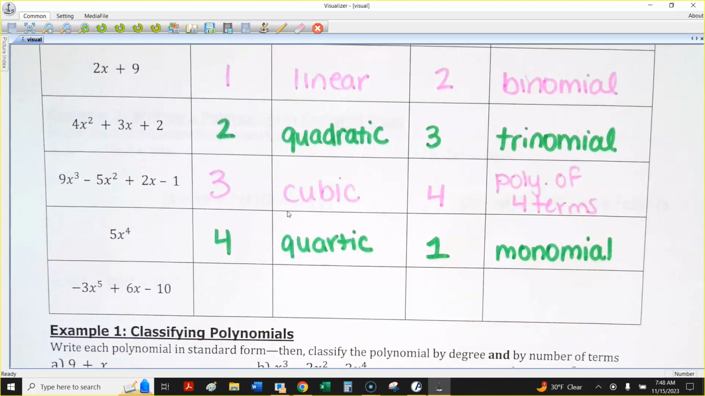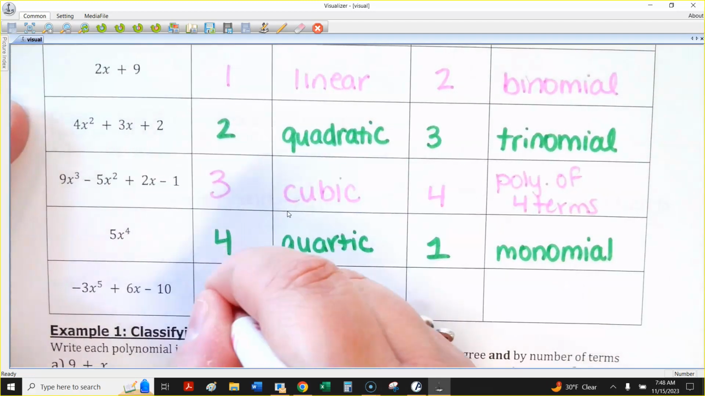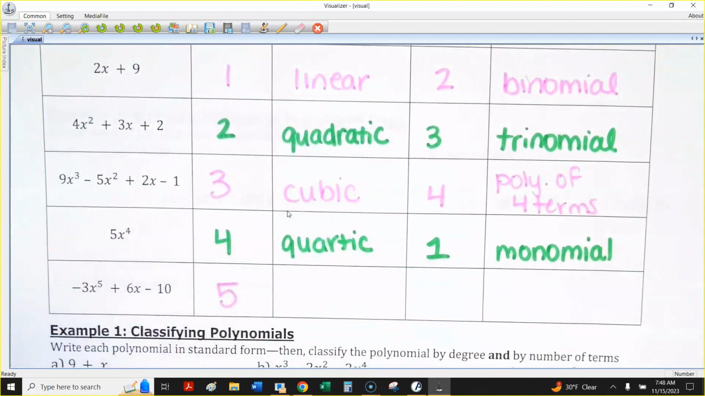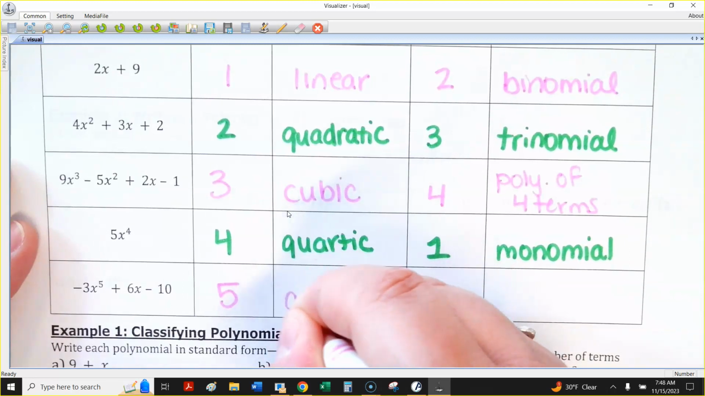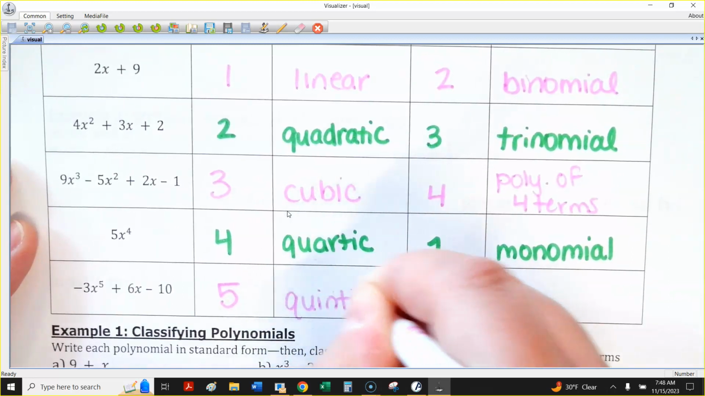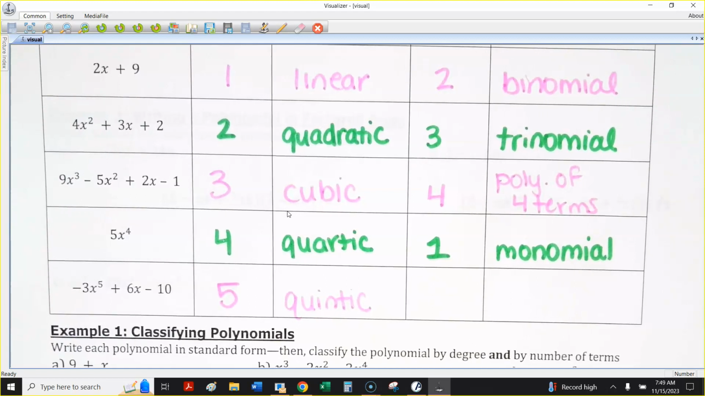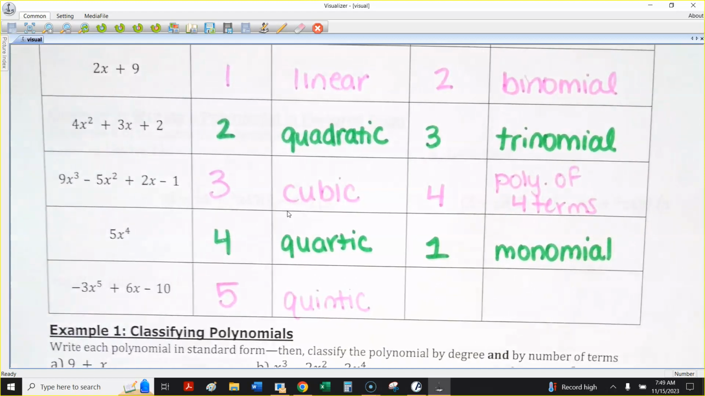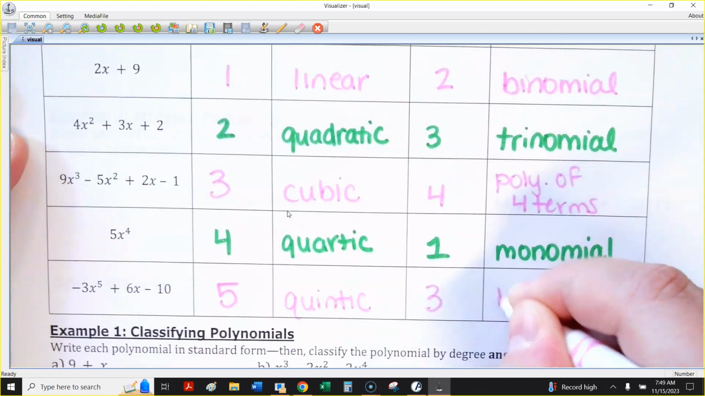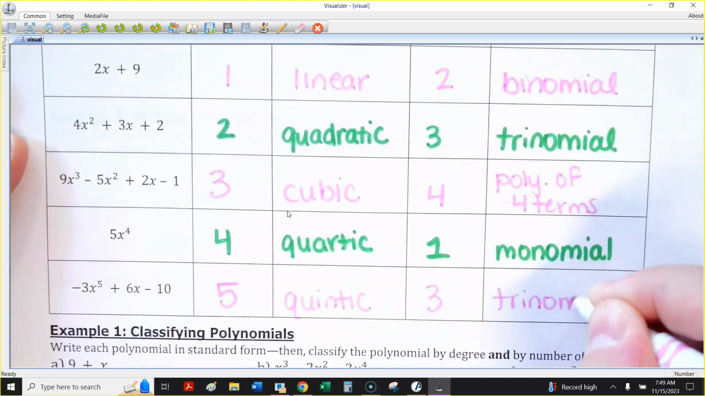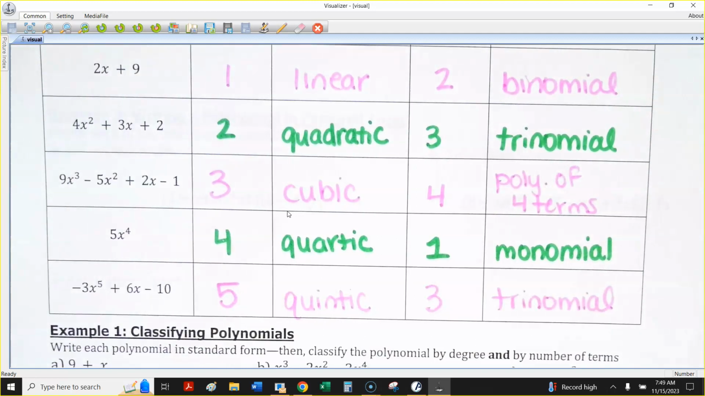And my last guy is to the 5th power. Does anybody know what the 5th power is called? I think I heard someone say this is called quintic. We're not going to go beyond 5. Most of the time they only go to 4 in terms of what we will do in this class. But if you have a 5th power, it's called quintic. This guy has 3 terms, so this would be a trinomial again. So the quintic trinomial is that last example.